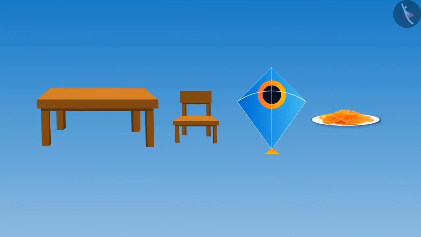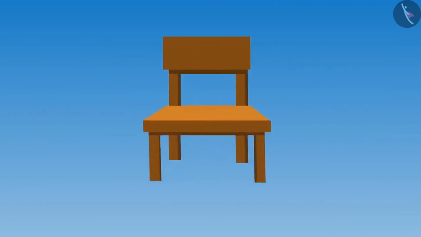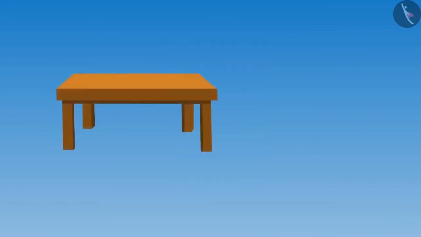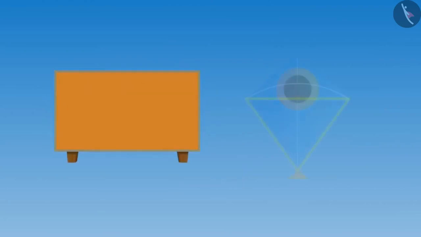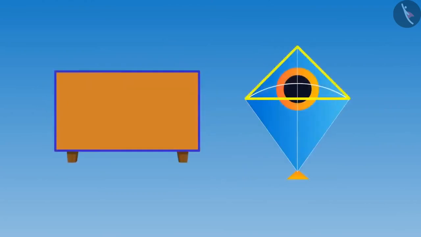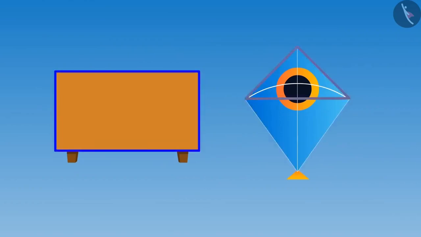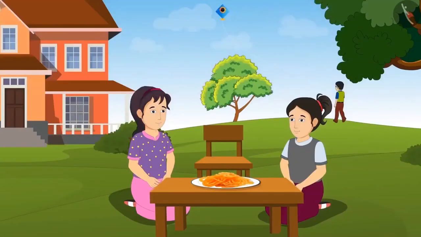Yes, Riva, if you look at this chair from front and then from above, then you can see these shapes. Similarly, if you look at this table from above and this kite from front, we will be able to see different shapes. Yes, sister, this plate and these jalebis also have shapes. Yes, Riva, you have identified it correctly.